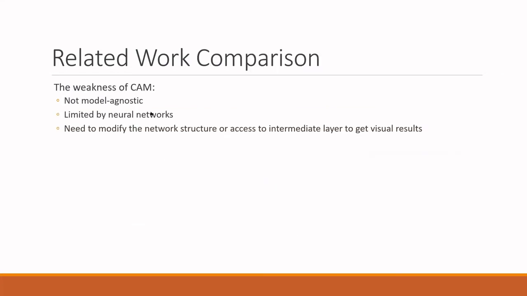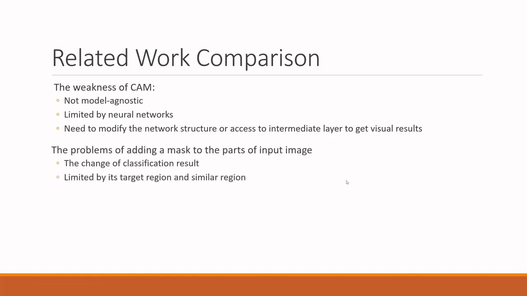Here is the comparison between the proposed method and related work. CAM methods are not model agnostic and are limited by the neural network. It is necessary to modify the network structure or access the intermediate layer to get the visual result. The problem of adding a mask to part of the image is that it would change the classification result, and it would be limited by its target region and its similar region. While the proposed method in this paper can differentiate and consider the connection between different image areas.